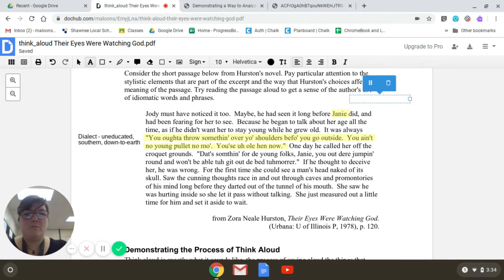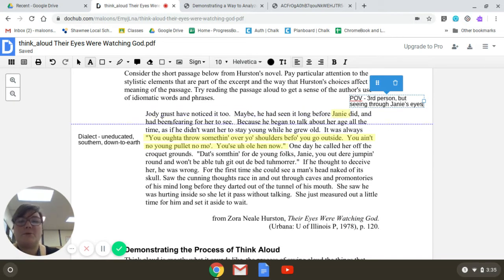So point of view is third person, but we are kind of seeing things through Janie's eyes. Okay. And she's obviously talking about this person here named Jody, who I assume is a man, probably her husband or something like that.